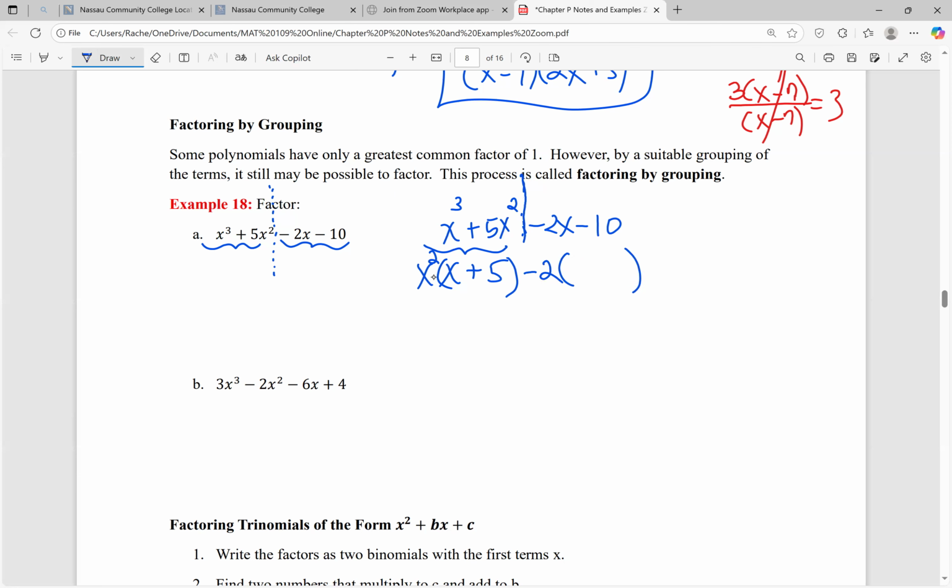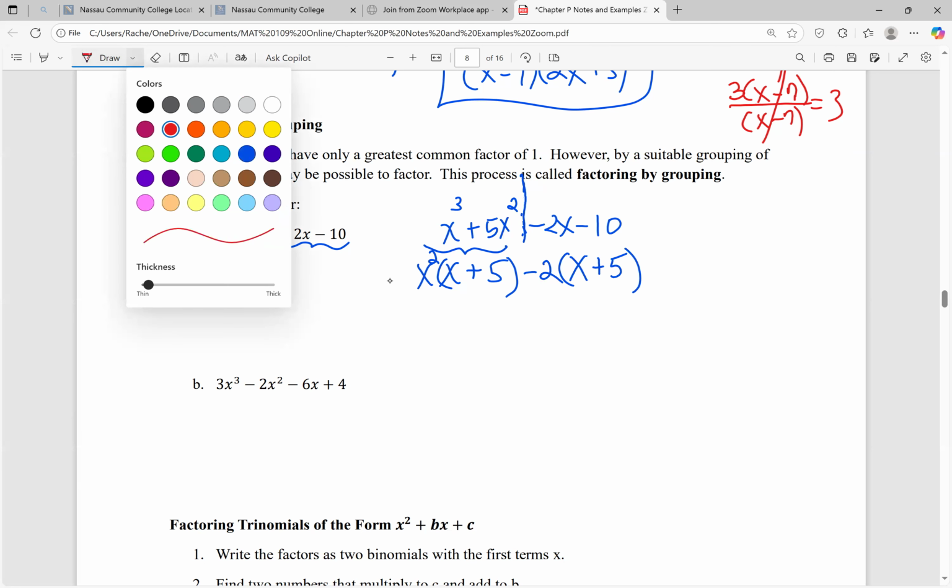And notice I'm continuing on in the same expression as the first group that I factored, because this is still one problem. So I factored out the negative 2. Now divide each term by negative 2. So negative 2x divided by negative 2 is positive x, and negative 10 divided by negative 2 is a positive 5.